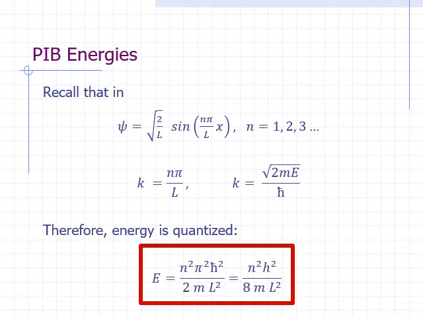Note that it doesn't matter if we use positive or negative values for n. For example, a function for which n is 2 and a function for which n is negative 2 are not linearly independent. We've seen that. They correspond to the same probability density function. Here we see that they correspond to the same energy. As we said earlier, they represent the same physical state.